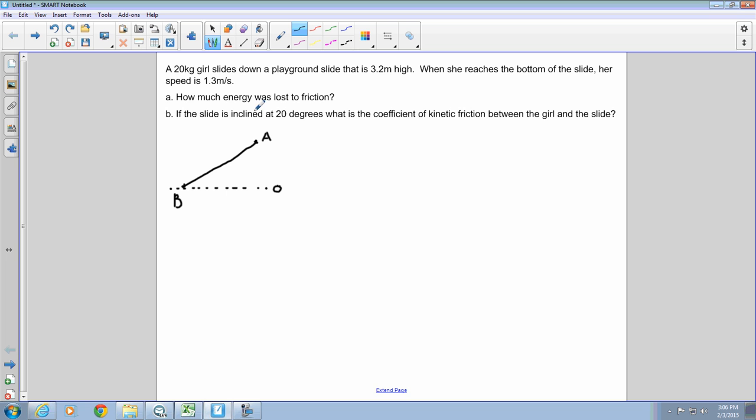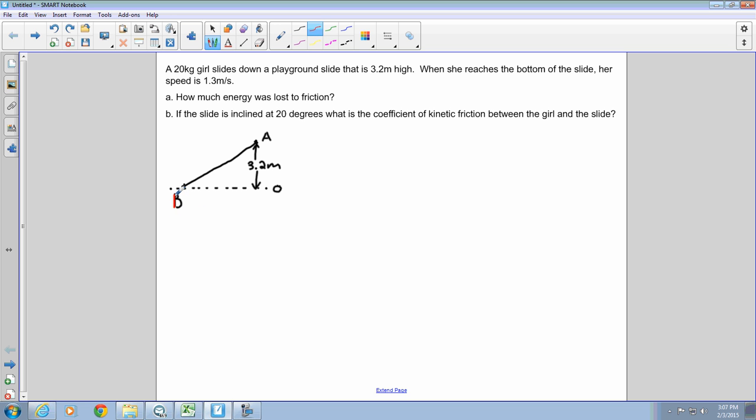So what else do we know? We know this angle here, well, we'll get into what the angle is. We don't need to worry about that just yet to figure out the energy loss. But we do know the height of this slide is 3.2 meters. And that's going to help us find our potential energy. Okay, and that is all we have, correct? Well, sorry, we do know our velocity down here at B.